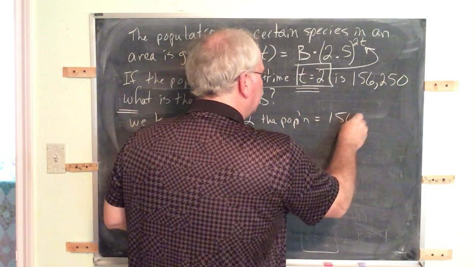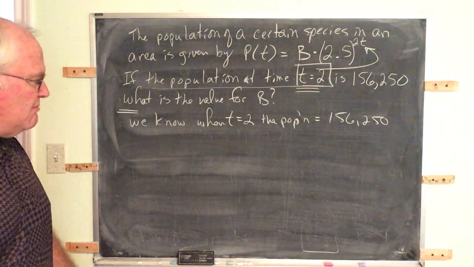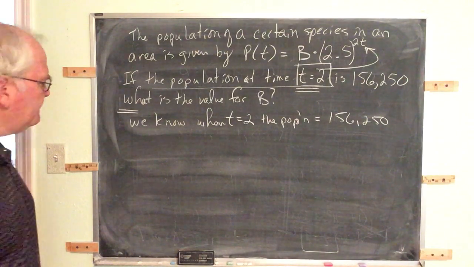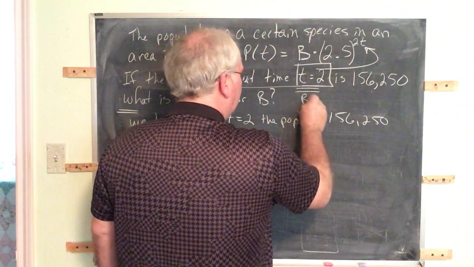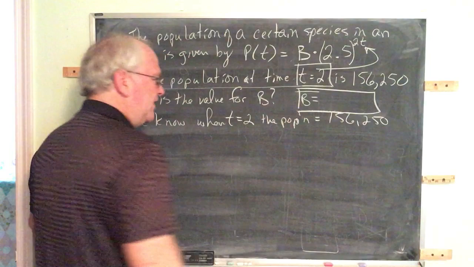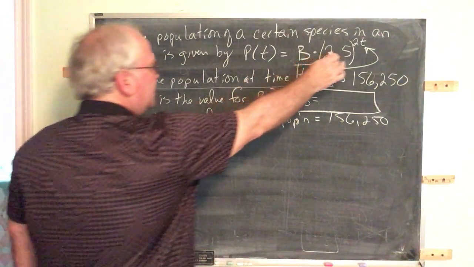is 156,250. Establish the condition to be met, and then back solve to find what value causes that to occur. Again, we're asked to find the value for b, so let me write that out here. That's what we're looking for, find the value of b equals. Now we know when t equals 2, so that is to say substitute t equals 2.